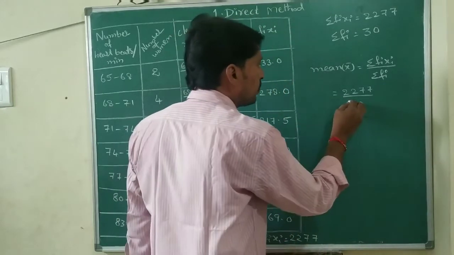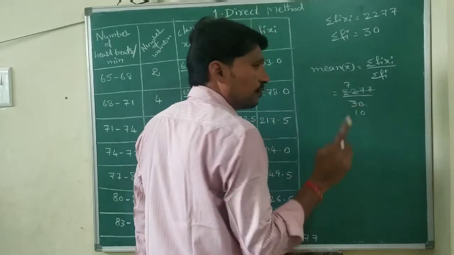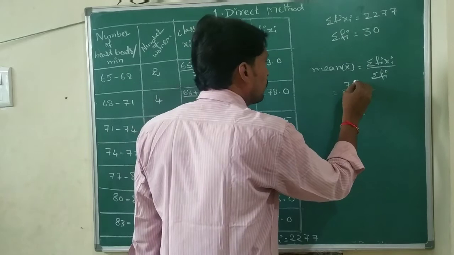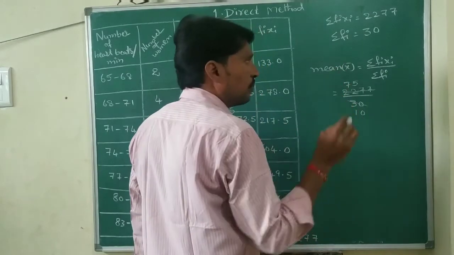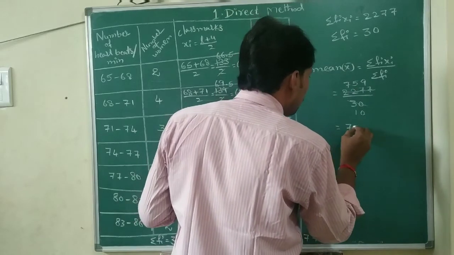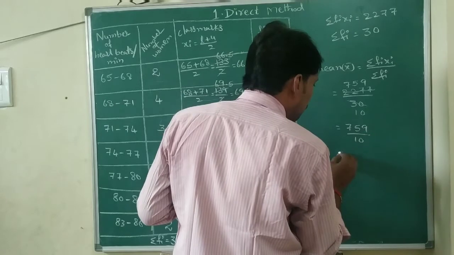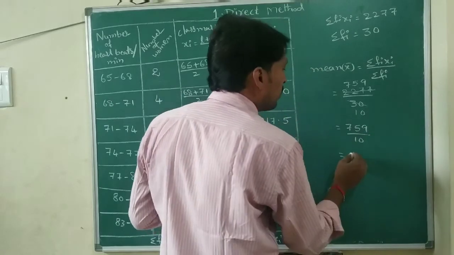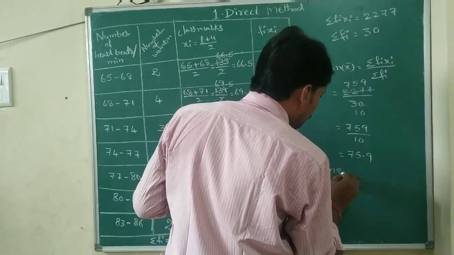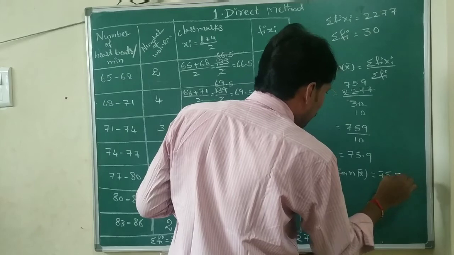Cancelling by 3: 3 times 10 is 30. 3 sevens are 21, 1 remained, so it is 17. 3 fives are 15, 2 remained. 3 nines are 27. So 759 by 10. Dividing by 10, we get 75.9. So mean x bar equals 75.9.